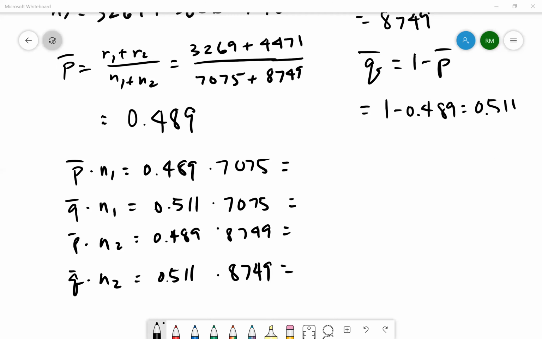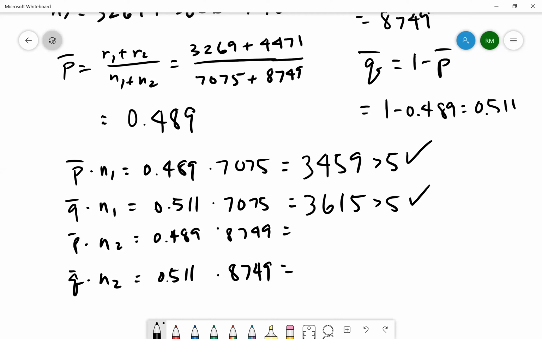And these come out to be roughly 3459, obviously bigger than 5. 3615, that's bigger than 5. 4278, that's bigger than 5. And 4470, that's bigger than 5. All right, so these are all bigger than 5.